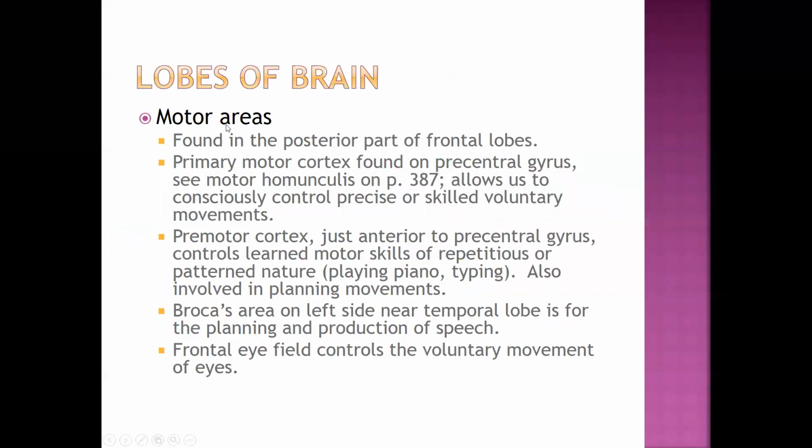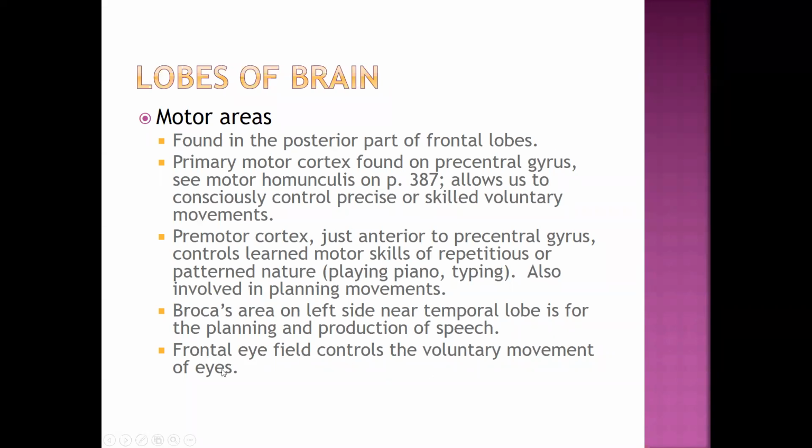Okay, so where are the motor areas? Posterior part of the frontal lobe's got that. Primary motor cortex, precentral gyrus, we're going to see the picture in just a minute, allows us to consciously control precise or skilled voluntary movements. Premotor cortex, just anterior to the precentral gyrus, controls learned motor skills or repetitious or pattern behavior, playing the piano, typing, whatever. Used in planning movements. Broca's area, just near the temporal lobe, for planning production of speech, and then frontal eye field, voluntary movement of the eyes.